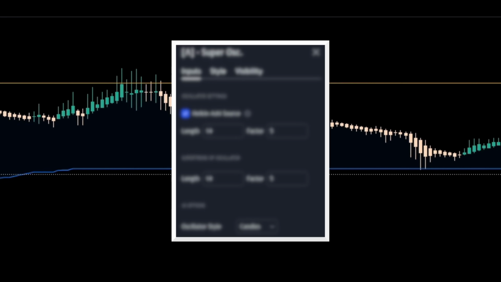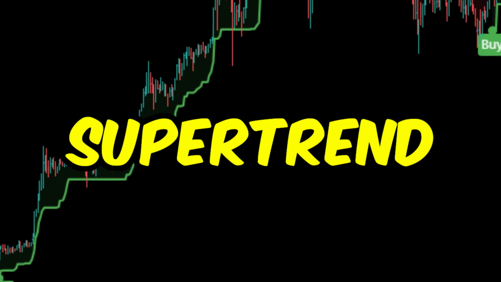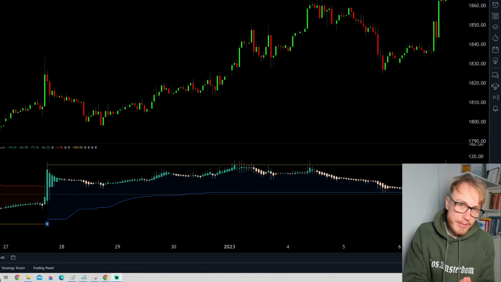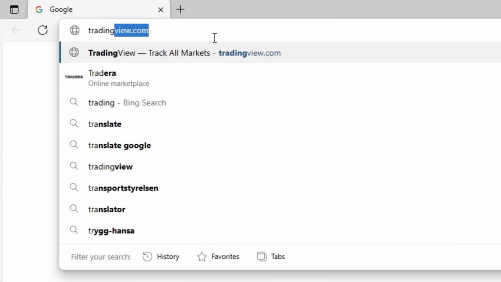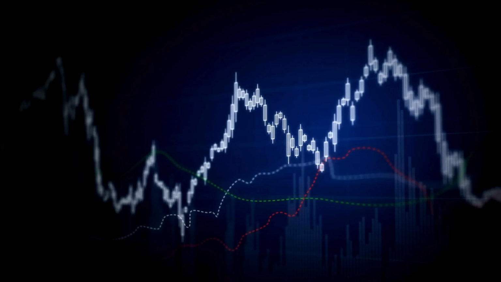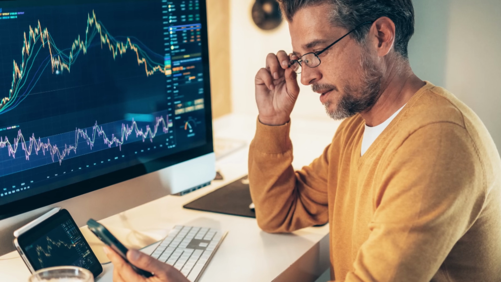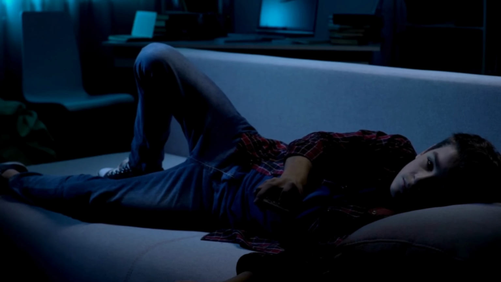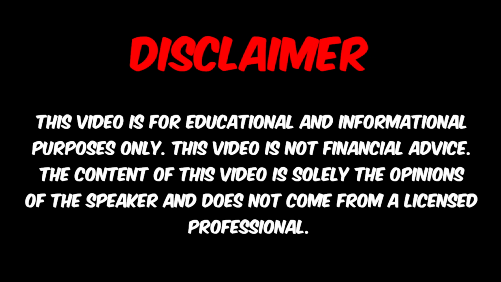This TradingView indicator is an improved version of the very popular SUPERTREND indicator. In today's video, we will take a look at how to find and how to open up the indicator in TradingView. We will take a look at how to improve the settings of the indicator, and we will of course also take a look at how to use it. So guys, let's not waste any time here. Without further ado, let's jump right into it.